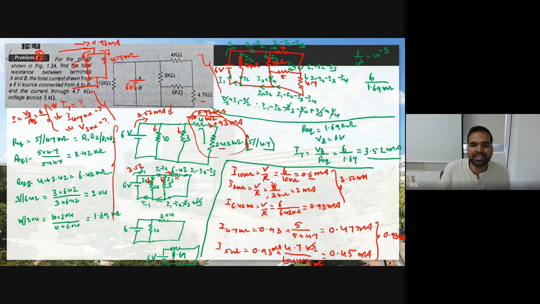Now how did you get this 2.42? 5 parallel to 4.7. Okay, that means if I find the current, how much current is flowing here at 6.42? 0.93. So for 6.42, this is the total one. So how much current is flowing here? 0.93. Now the 4 is connected in series and 0.93 current will go here. Now 0.93 is going to the 2.42 also, but 2.42 means 5 parallel to 4.7, which I have drawn here. So by using the current division concept, I have found the current flowing at 4.7 and the current flowing at 5 kilo ohm.